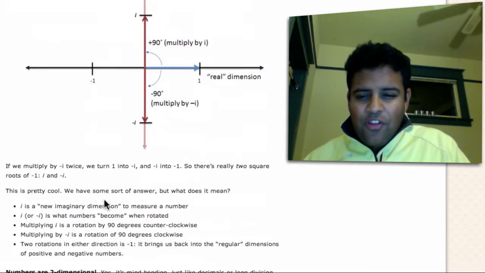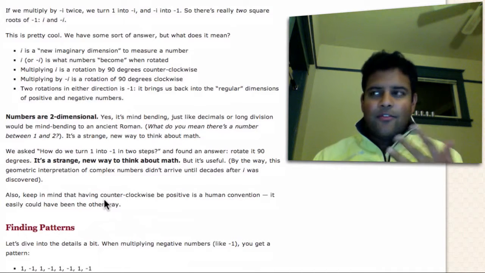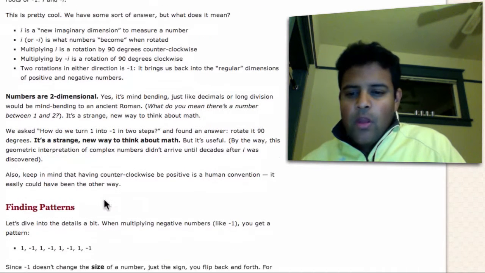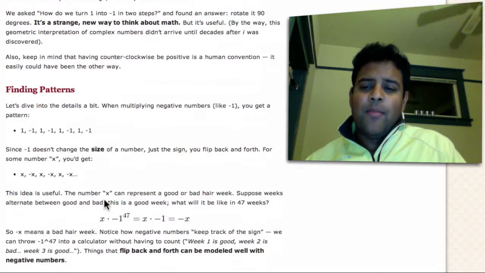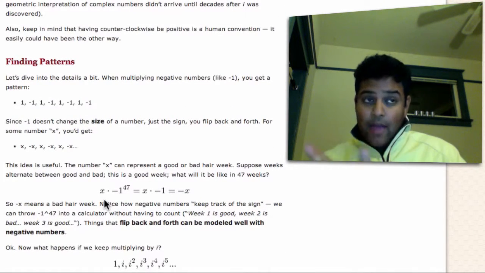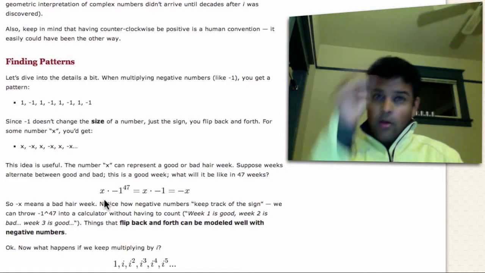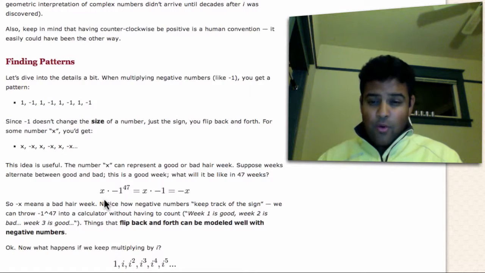So with this insight, what can we do? This is really the key metaphor that you want to think about. Well, one of the first things you can do is find patterns. You might be aware that with negatives, if you keep multiplying them, they toggle back and forth, right? So you have 1, negative 1, 1, negative 1, 1, negative 1. It toggles back and forth.